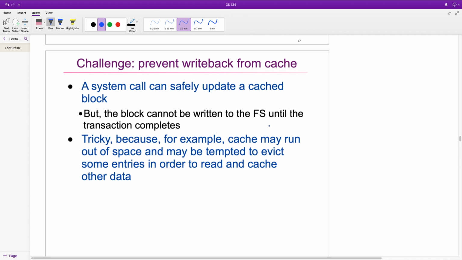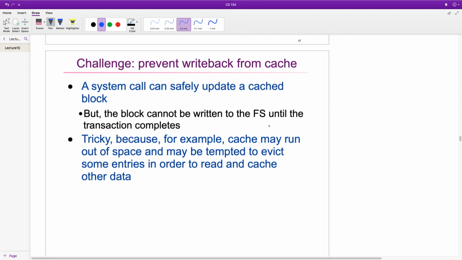All right, a couple of things one has to be careful of. A system call can update a cache block. Any block you're going to be operating on is going to be in the cache. If it's already in the cache, that's okay, it can change it. If it wasn't in the cache, it'll have to be read from disk, and it can be changed as well. That's fine. But again, we can't write it back. So the cache better not, behind our backs, try and write blocks to the file system.